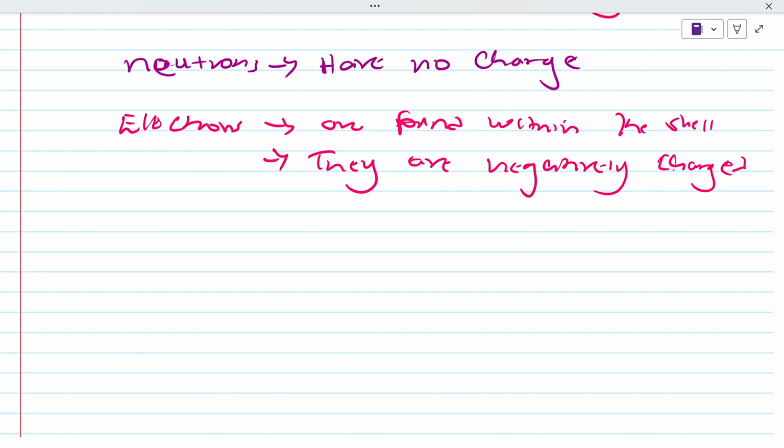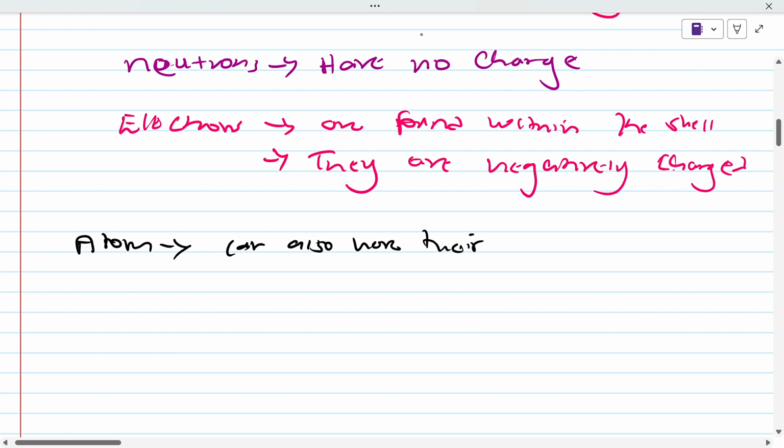Now, the number of neutrons and the number of protons in a given atom constitutes the mass number of that given atom. So the key thing that we also have to know is that atoms can also have their masses. And for that matter, each atom has its own unique mass.